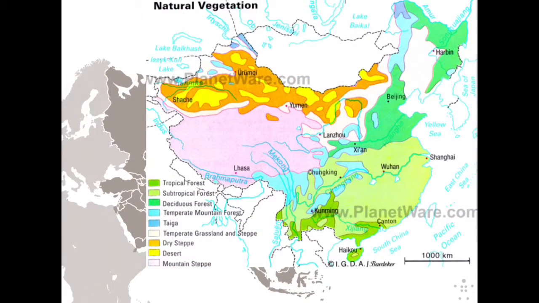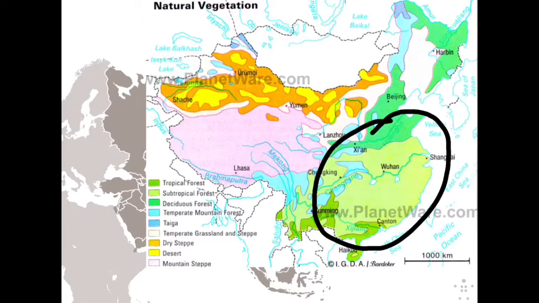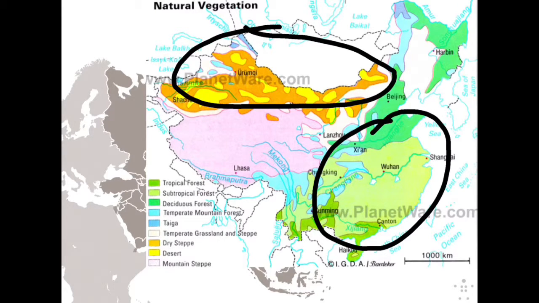Next is vegetation, of course. In the east is where the subtropical vegetation is, which is wetter and near the coast. It's located right there. In the north is where the deserts and the dry steppe are. And there's a lot of deserts up here, which would most likely cause that.